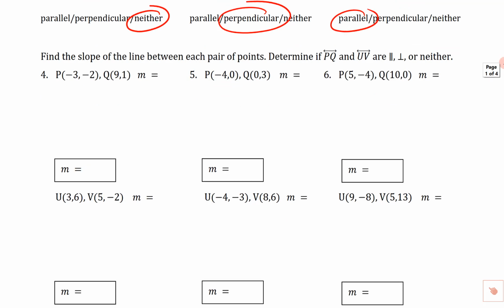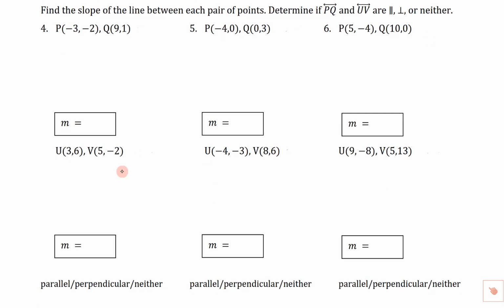Let's come down and take a look at the next one. So we've got these pairs of points. So we want to find the slope between these 2 points, the slope between these 2 points, and then make a decision about whether they're parallel, perpendicular, or neither. So on every one of these, we're going to use that formula m equals y2 minus y1 over x2 minus x1. So what I like to do to make sure I don't make any mistakes is I like drawing these lines right here. So there's y2 minus y1.